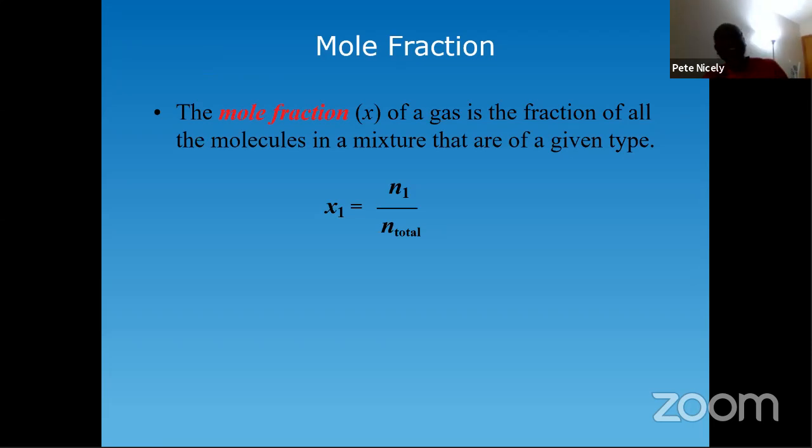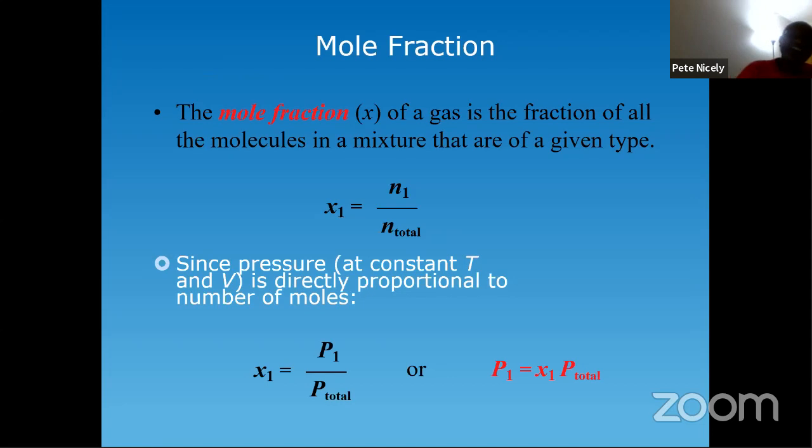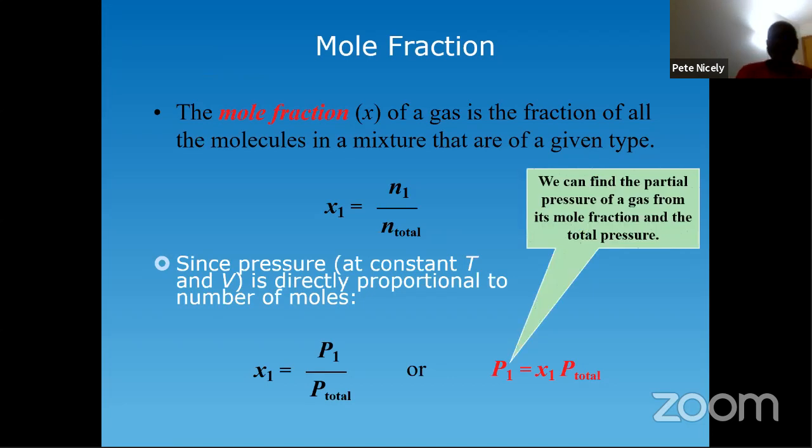Based on that definition, assuming that the volume and temperature of the gases are the same, we can use pressures to express the mole fraction. As you can see down here, the mole fraction of a gas 1 is equal to the pressure exerted by that gas divided by the total pressure of the gaseous mixture. Those are just 2 different ways of expressing the mole fraction. Even though the first one is a definition, the second one is useful when it comes to doing certain calculations.